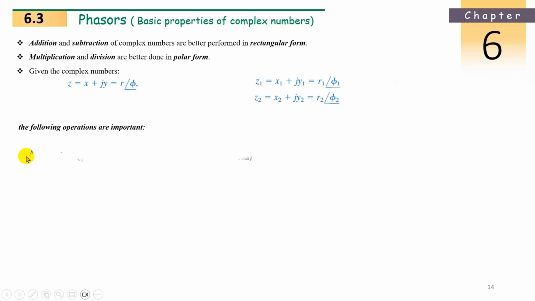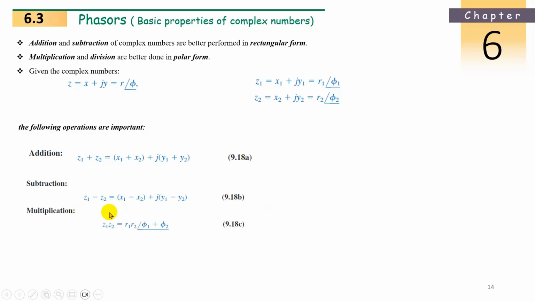The following operations are important. Addition: Z1 plus Z2 is (X1 plus X2) plus j(Y1 plus Y2). Same for subtraction: (X1 minus X2) plus j times (Y1 minus Y2). Direct.